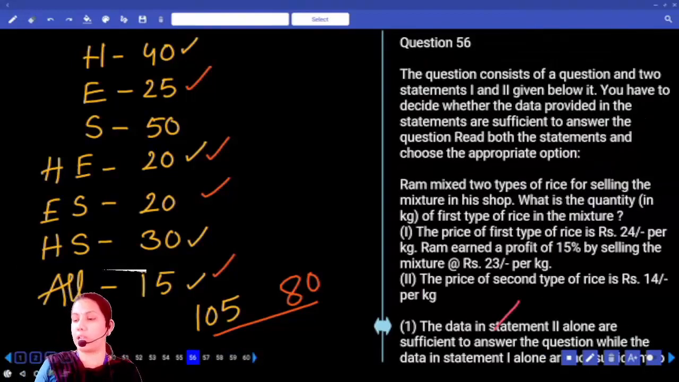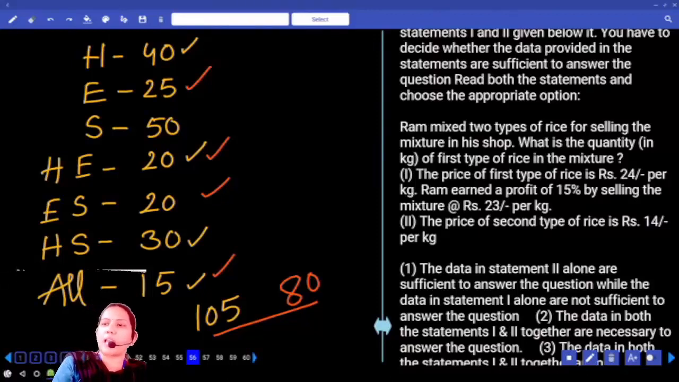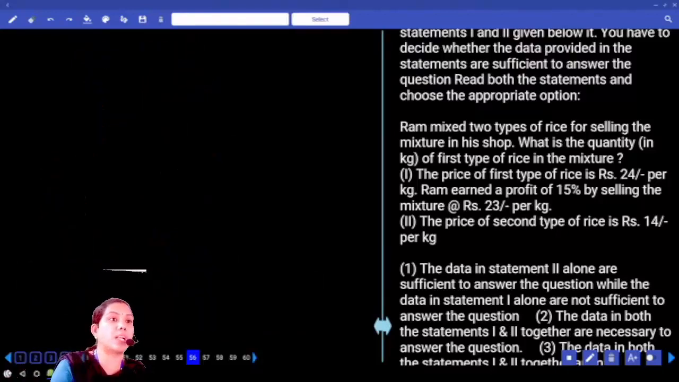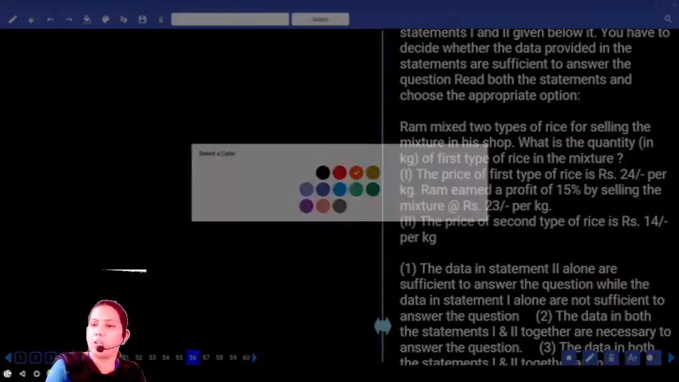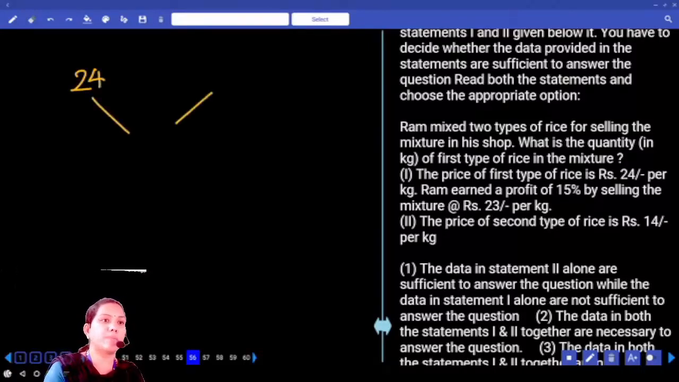Next question number 56, data sufficiency. Ram mixed two types of rice for selling the mixture in his shop. What is the quantity of first type of rice in the mixture? First statement, the price of first type rice is 24 rupees. Ram earned a profit of 15% by selling the mixture at 23 rupees per kg. What is first type cost price? 24. And what is 23?